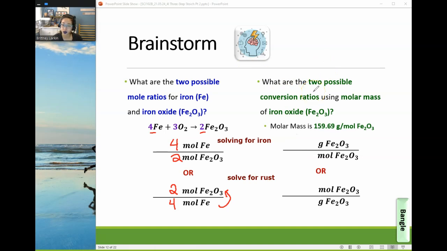All right, over here we have the next question. What 2 possible conversion ratios using molar mass of iron oxide are there? Right, so we're going to go ahead and take a look at that. So the molar mass of iron oxide is 159.69 grams per mole of iron oxide.